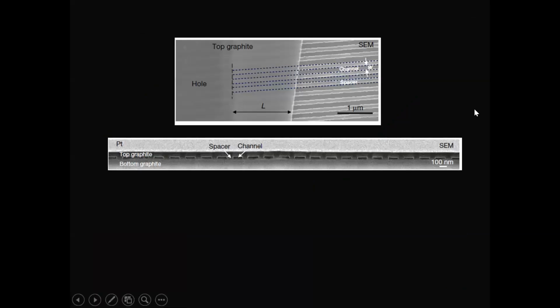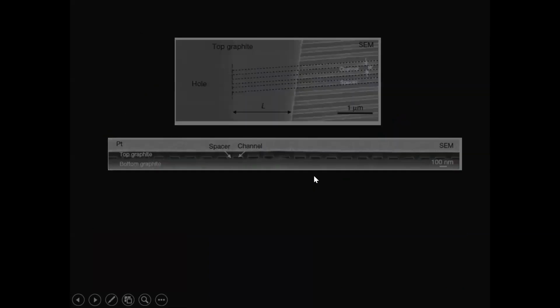So these are 2D channels, just like laminates. I'm almost done, I think I'm almost finished with my time. If you have any questions, please ask.